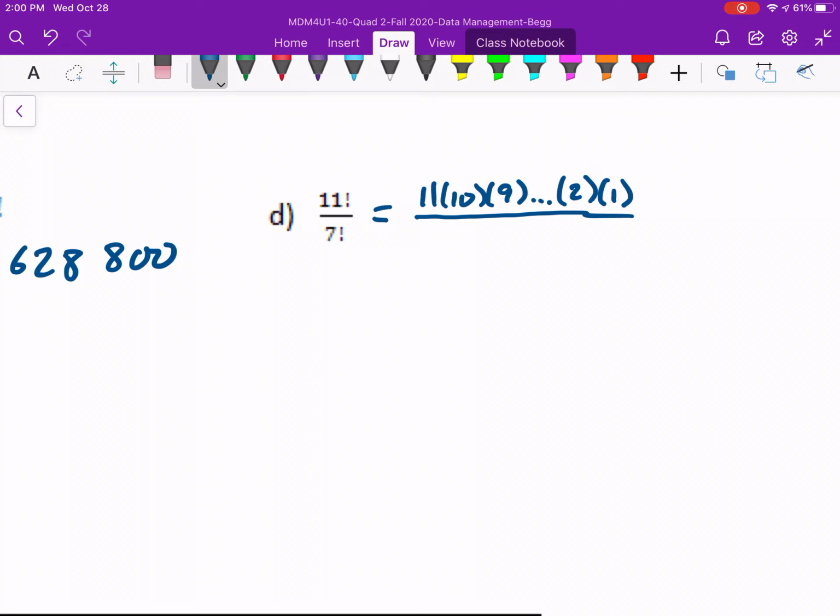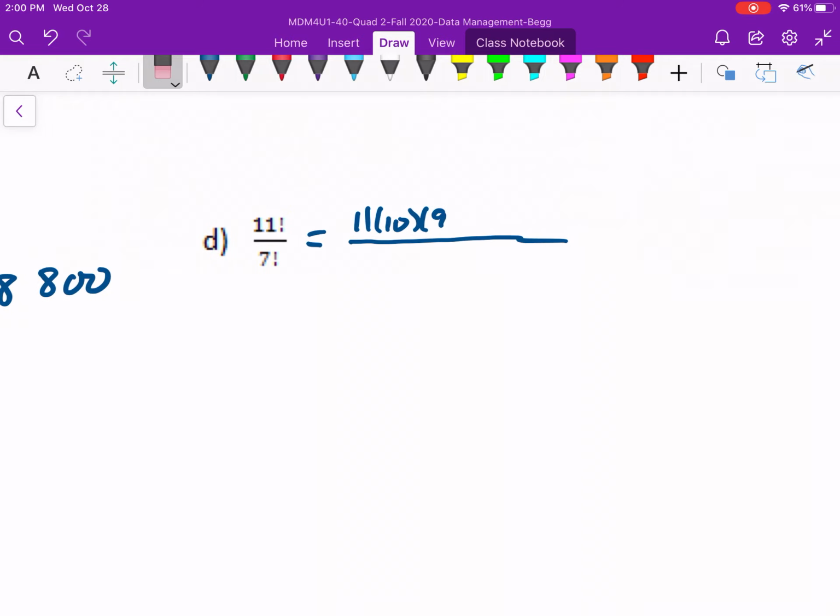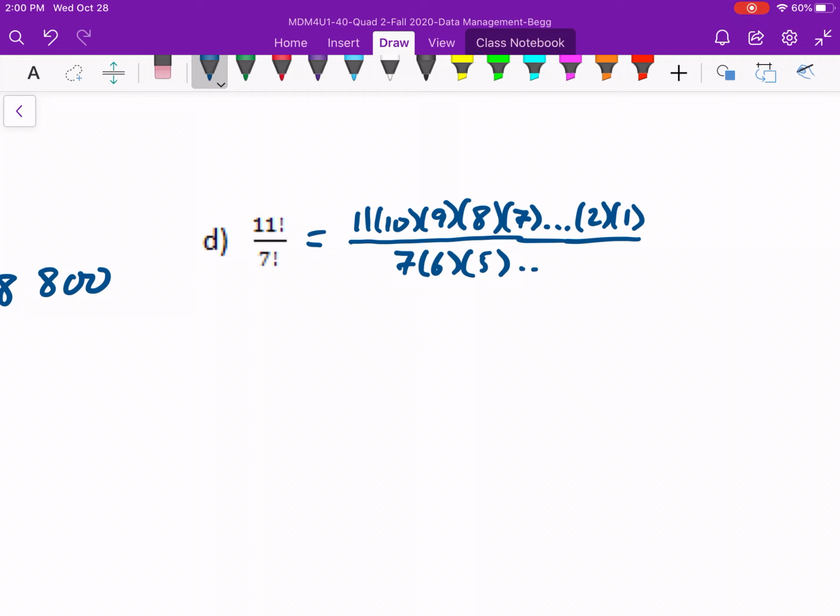We know that... well, actually, let's go a little farther. Sorry, I just keep rethinking things as I go along. Let's go down to 8, 7, and then go dot, dot, dot, down to 2 times 1. We know that 7 factorial is just 7 times 6 times 5, etc., down to times 2 times 1.